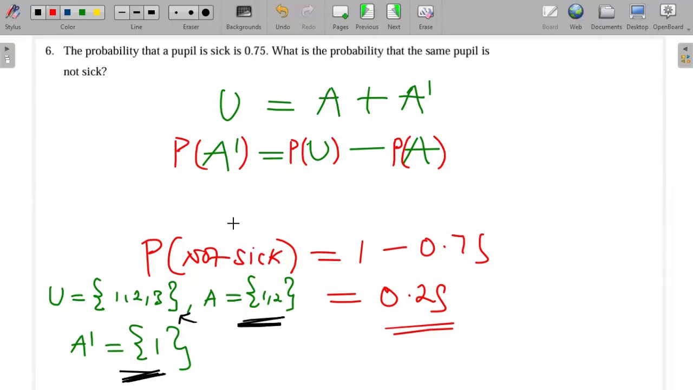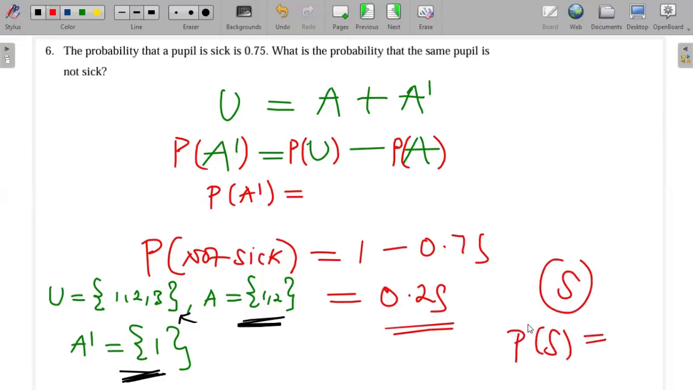Okay, so see what I have now. The probability of A complement simply equals the probability of the universal set. The universal set is the same as the sample space. Since you are considering everything, the probability of the sample space will always be equal to 1. So the probability of this universal set is just 1, and then minus the probability of what?